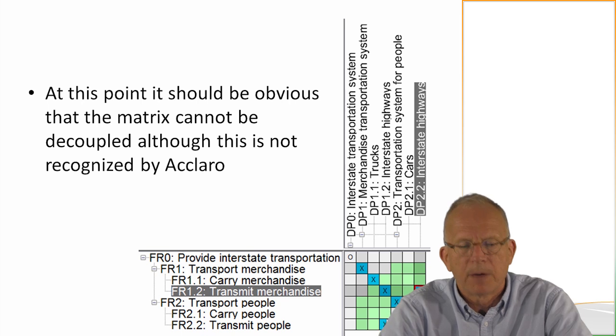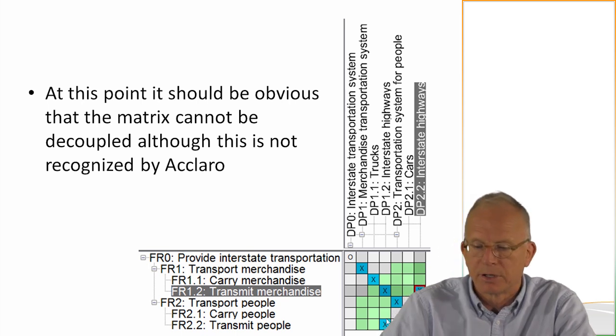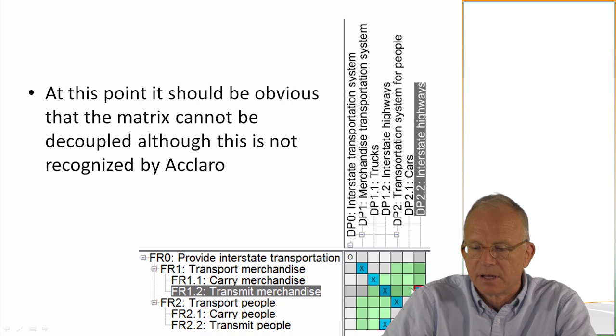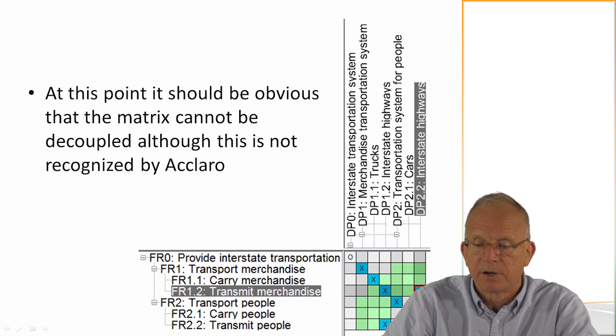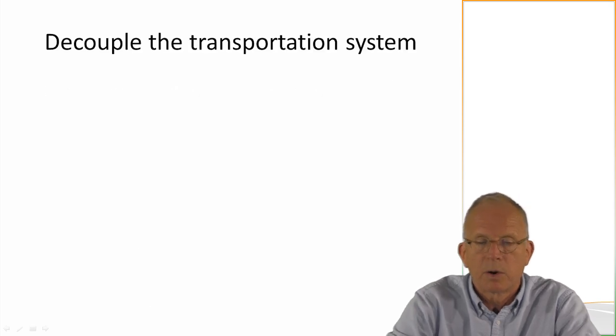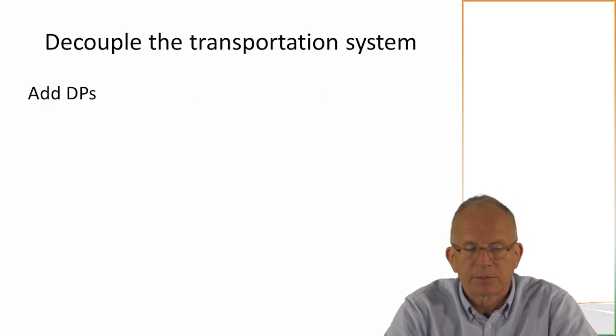Anyway, to go back to this point about when the coupling became obvious to Acclaro. So at this point, had we just done the lower level and not done the promotion, there is a square here, and these squares are something to look out for. And so when we saw that we were putting in the second X, that should be a signal to return to the DPs and figure out what we can do. So what could we do to decouple the transportation system?